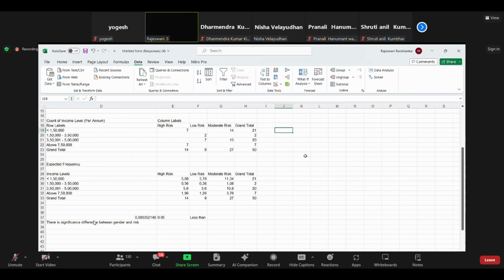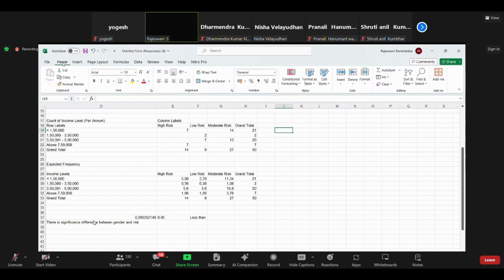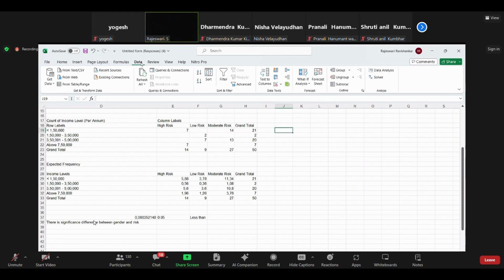To use ANOVA, first step is go to Data, then go to Data Analysis. Today, I will teach you only ANOVA single factor. That means I will consider only one factor. I will not take multiple factors.